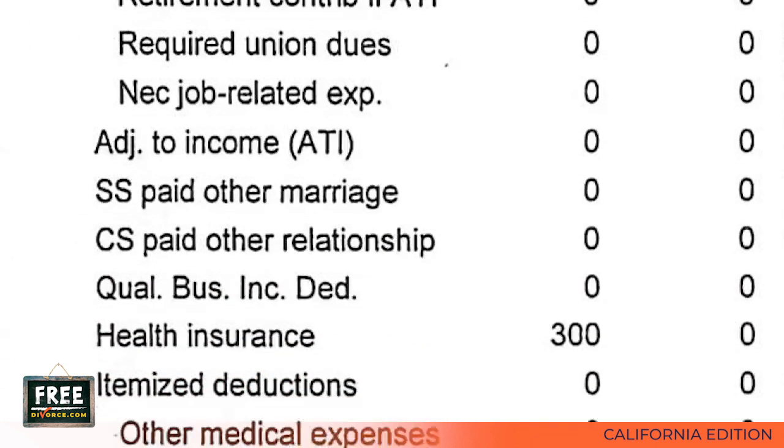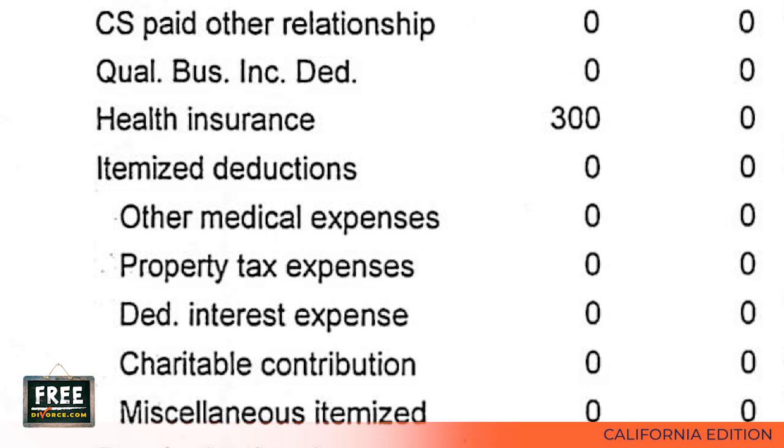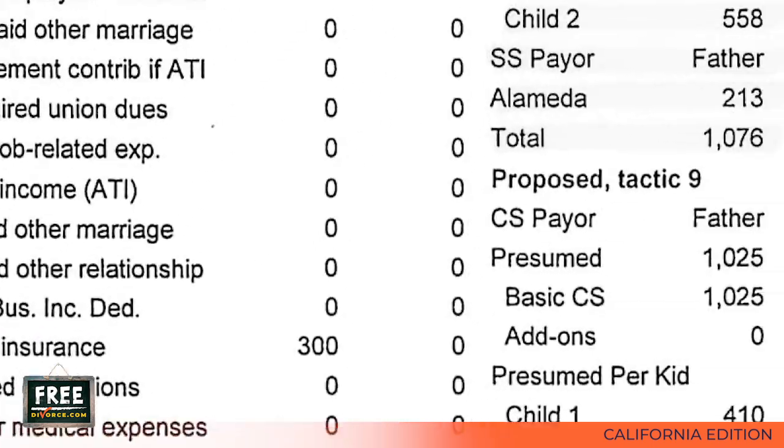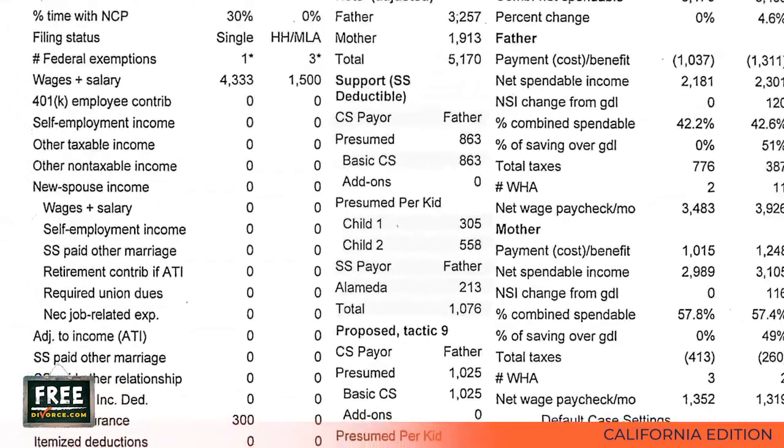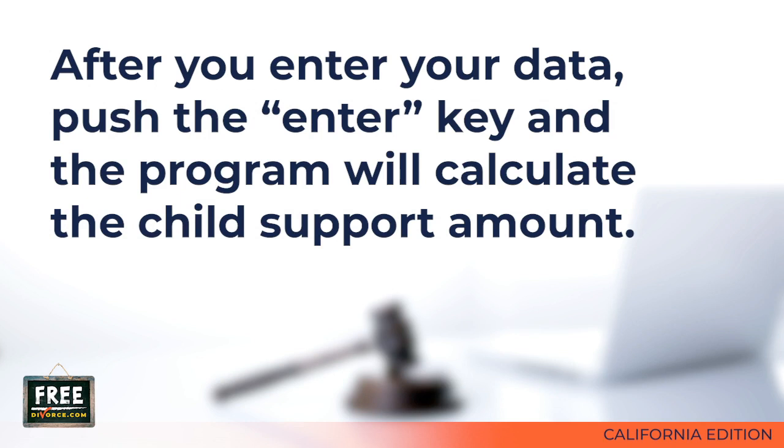We are further assuming that father pays $300 per month for health insurance. You will see the $300 entry in father's column about 2/3 of the way down from the data entry line that reads health insurance. So those are all of the entries we have made for purposes of this calculation. We made those data entries and then we pushed the enter button on our computer keyboard and the program then calculated the child support number.